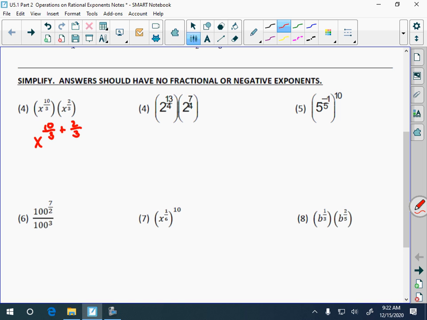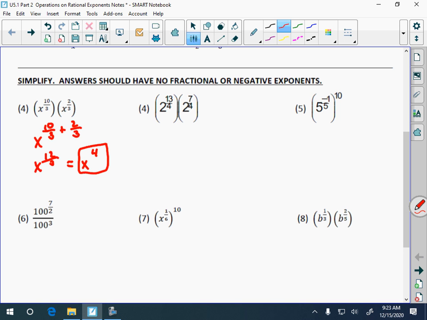Okay, we're adding those fractions together. So how do we add fractions together? Well, if the denominators are the same, then we can carry the denominator across and add the numerators. Well, since they're already the same, that's going to be 12 thirds. 12 thirds can simplify to 4. All right, so x to the 4th power.